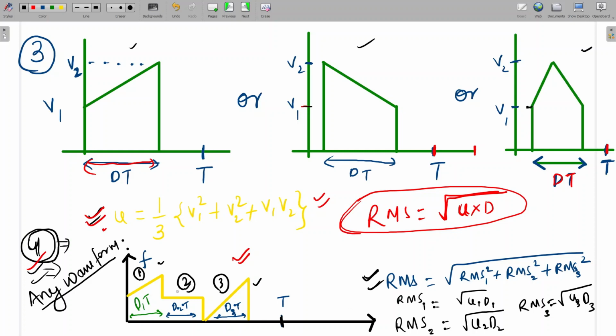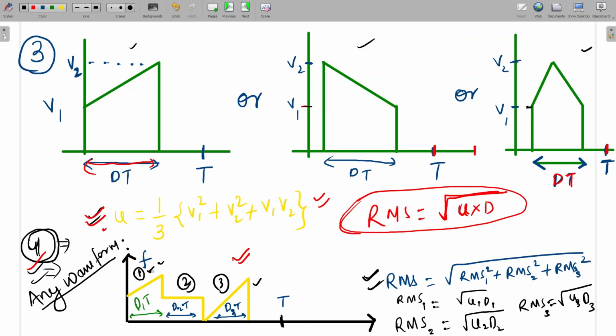So what is RMS 1? RMS 1 is equal to square root of U1 into D1. U1 we can calculate for this. Similarly, RMS 2 is equal to square root of U2 into D2 and RMS 3 is equal to square root of U3 into D3. Is it clear? Any combination will be there.